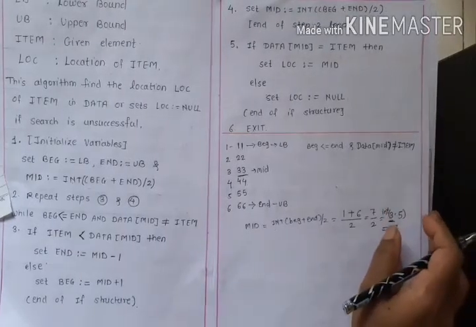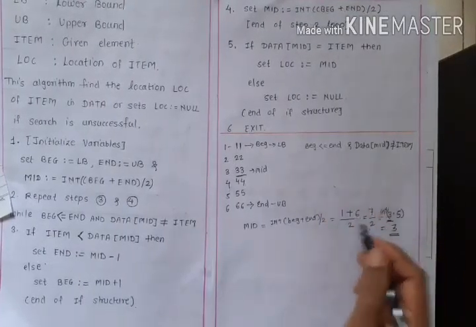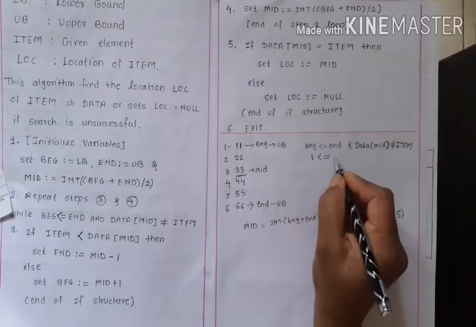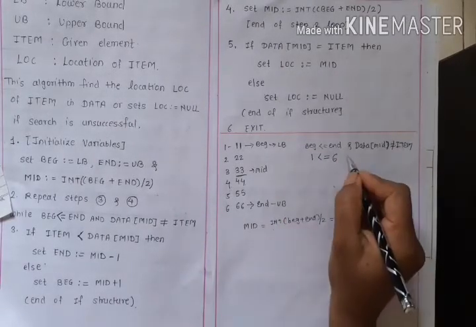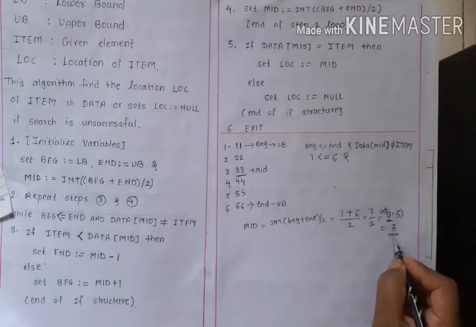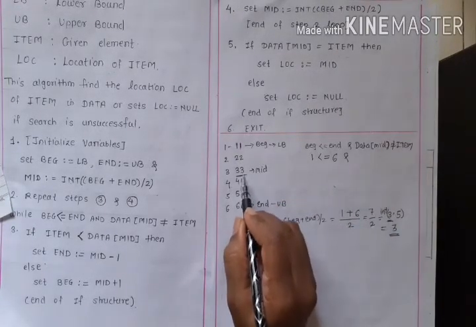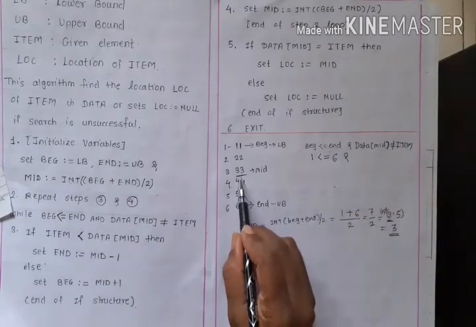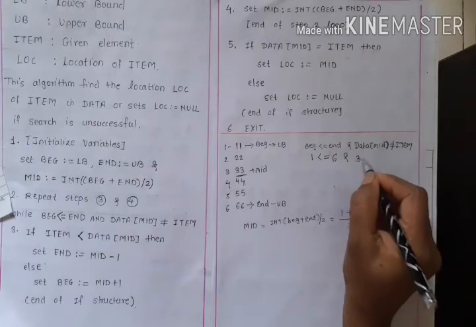Okay, now see here. What is the value of beginning? 1. Beginning 1 is less than or equal to ending value 6. And data of mid. Mid is 3. Data of mid means 33, the element in the third index is 33.